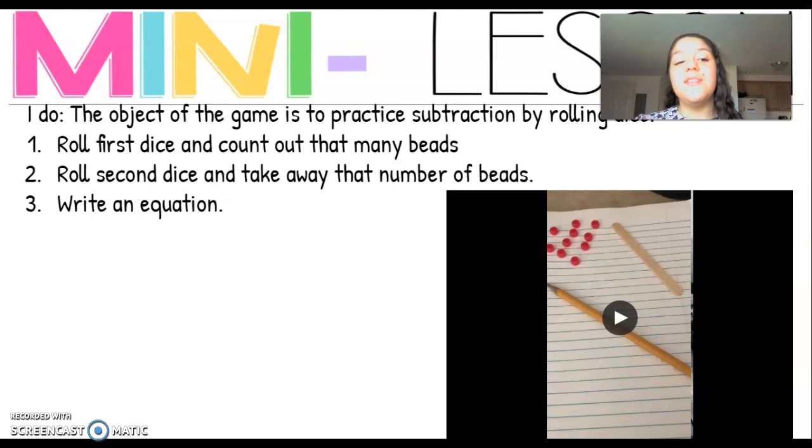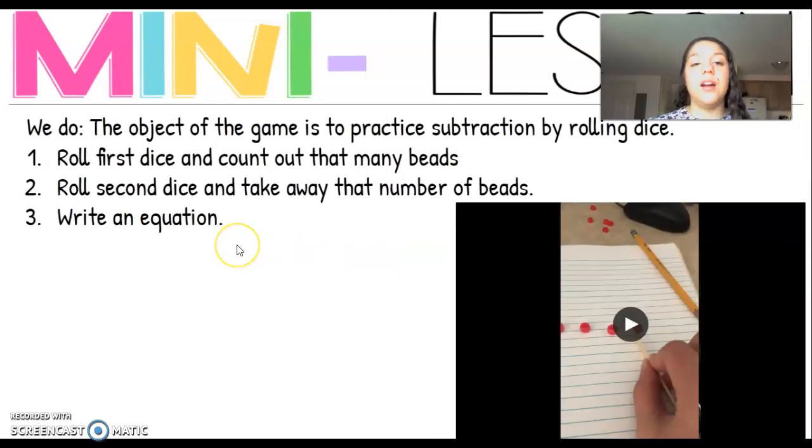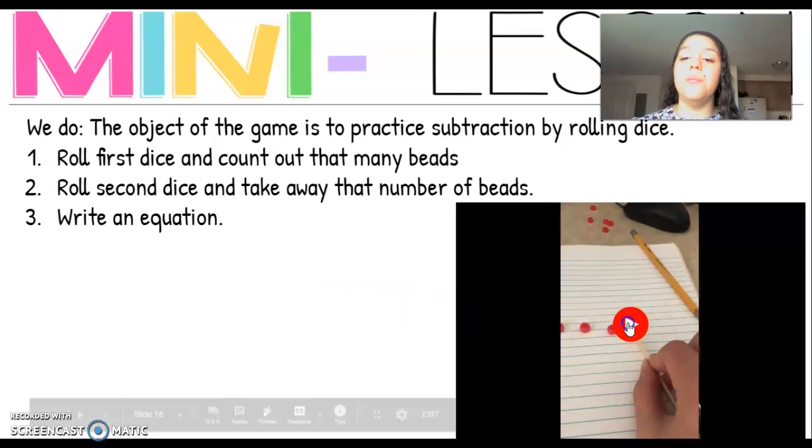And you could see in the video I accidentally called the beads dice, but I think you understood what I meant. Okay, we're going to try another one, but together this time. So make sure you have all your materials out to try along with me. Alright, so remember our object of the game is to practice subtraction or taking away. Let's watch the video and you follow along at home.